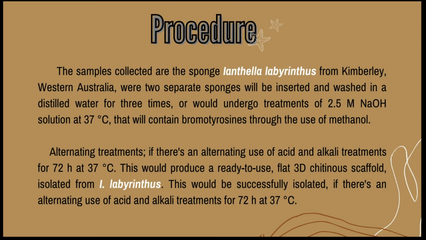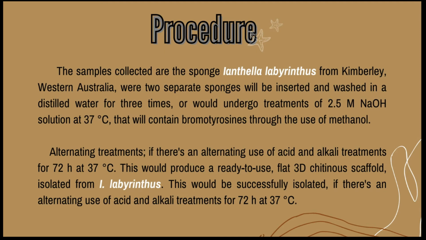There are alternating treatments that can be used to obtain translucent, elastic, flat scaffolds from the cell-free skeleton of Ianthella labyrinthus. This would be successfully isolated if there's an alternating use of acid and alkali treatments for 72 hours at 37 degrees Celsius. Therefore, it would produce a ready-to-use flat 3D chitinous scaffold isolated from Ianthella labyrinthus that remains porous after those analytical procedures.